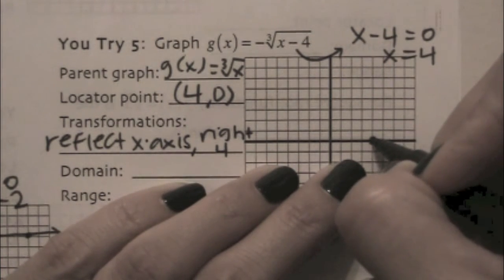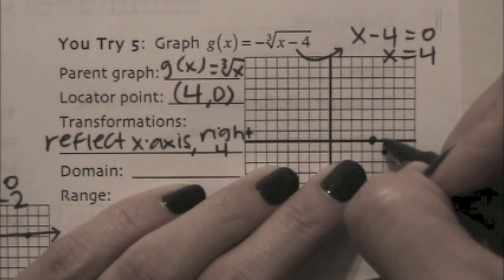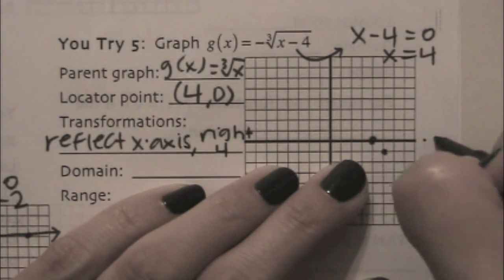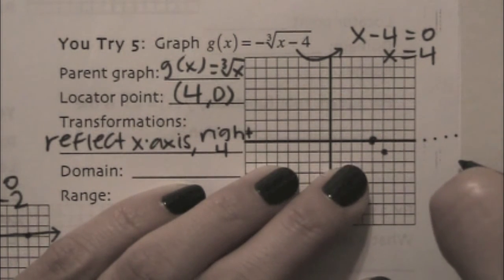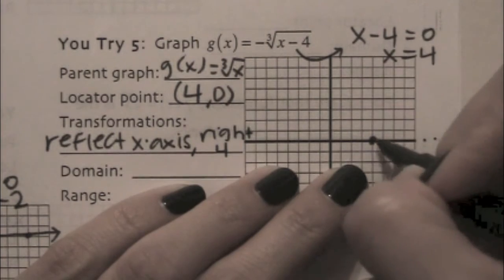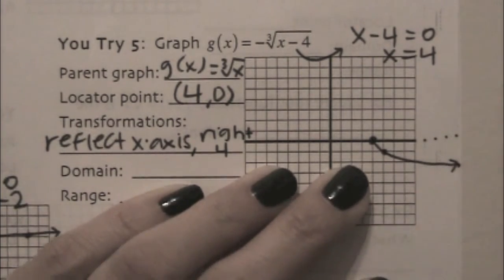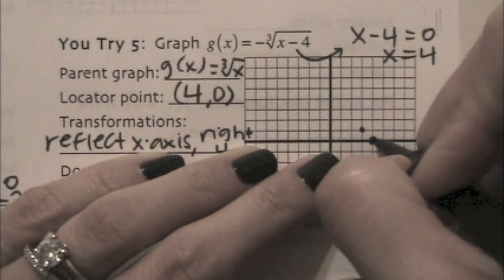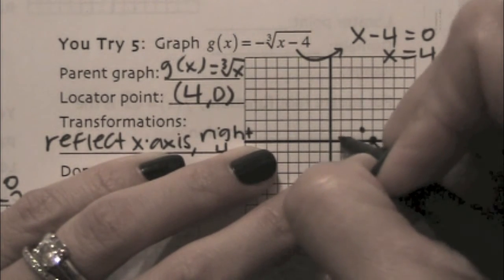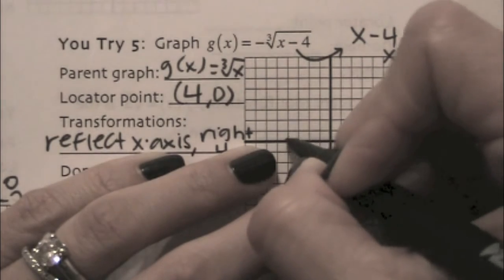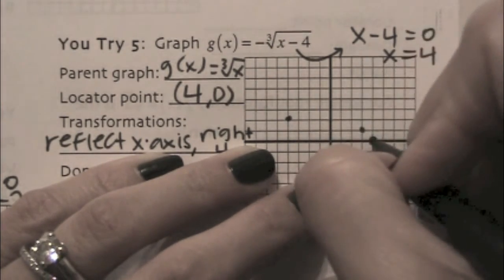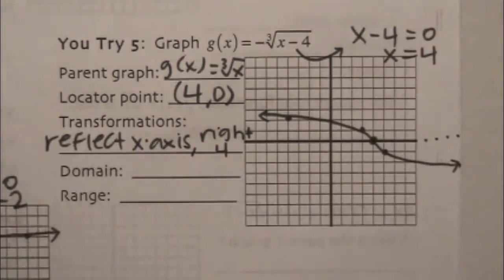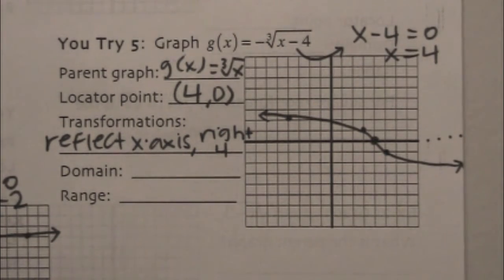Go back to this locator point, go right 8. 1, 2, 3, 4, 5, 6, 7, 8, down 2. And the opposite in the other direction, so we'll go left 1, up 1, left 8. Go ahead and fill in your domain and range, all reals.